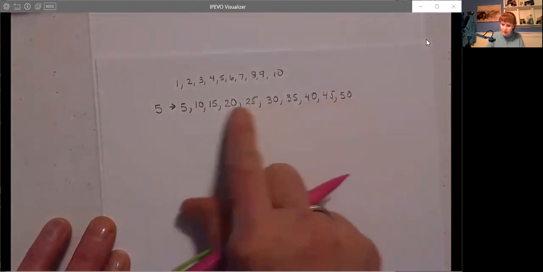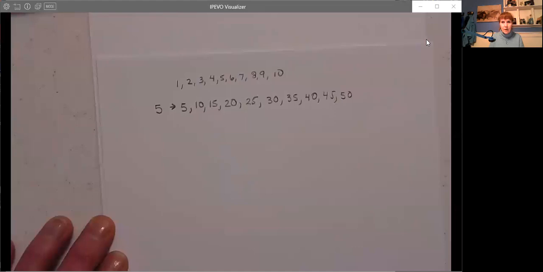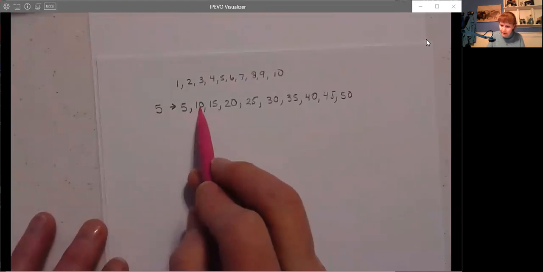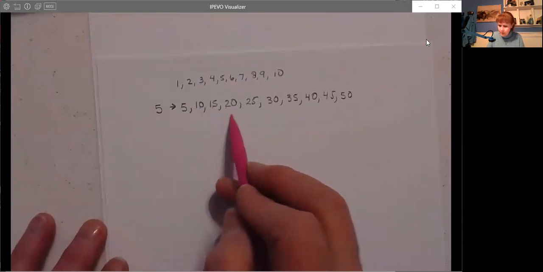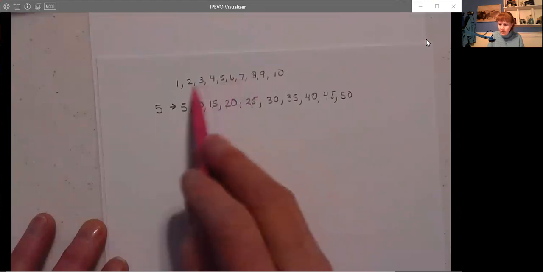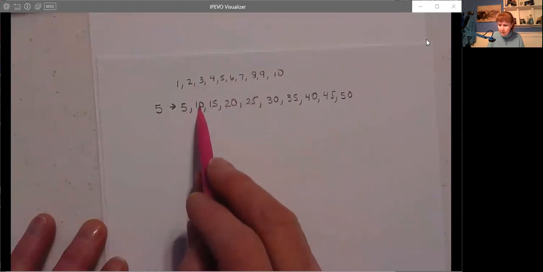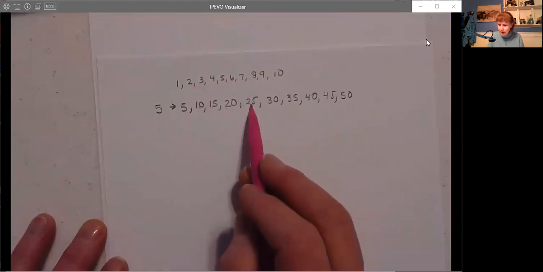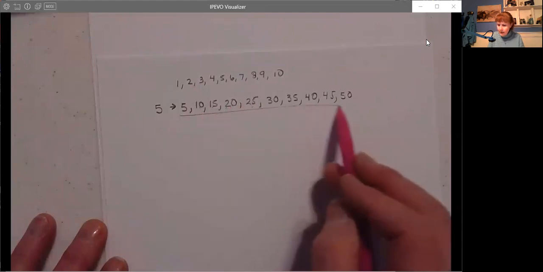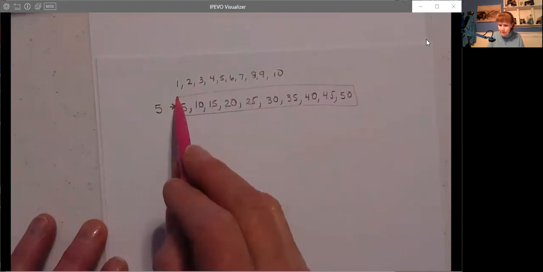All of these are divisible by 5. All of them are. And notice that as I go from one to another, I'm just adding 5. I'm adding 5 more. Multiplication is just fast adding. I'm just adding 5 more each time. And so that would be the first 10 multiples of 5.